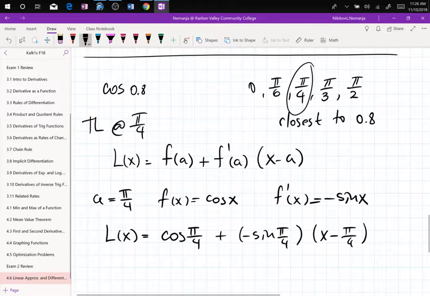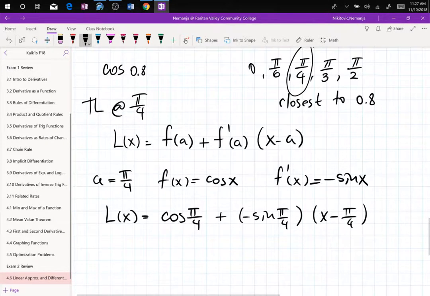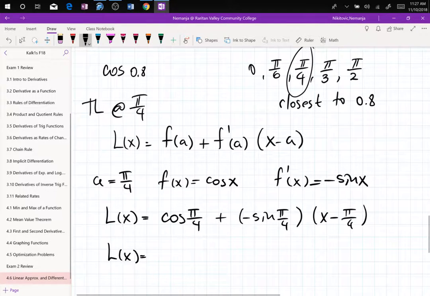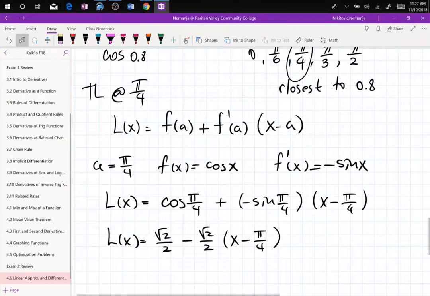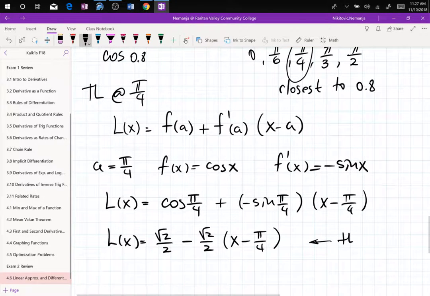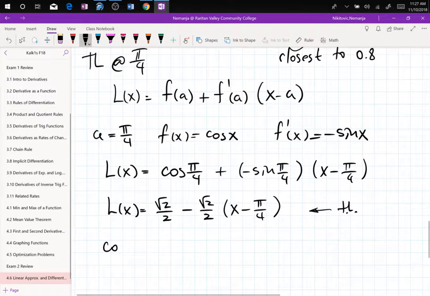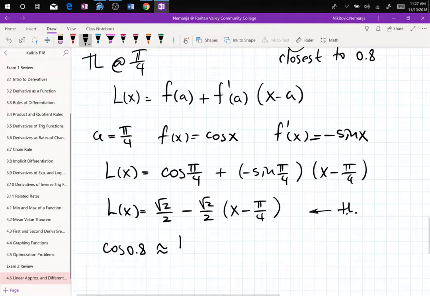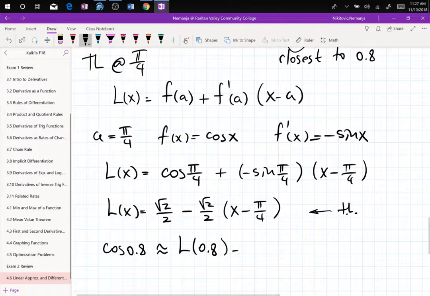So this is what I need to work out. Okay, well, we can deal with this. Cosine is root 2 over 2. Sine is also root 2 over 2. And then I have times x minus pi over 4. This is already a tangent line. We're done. All I need to do now is to say that cosine of 0.8 is approximately the same as L computed at 0.8, which is root 2 over 2 minus root 2 over 2, open parenthesis 0.8 minus pi over 4.